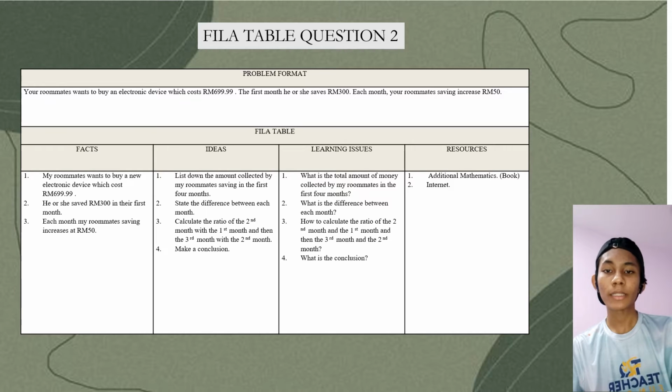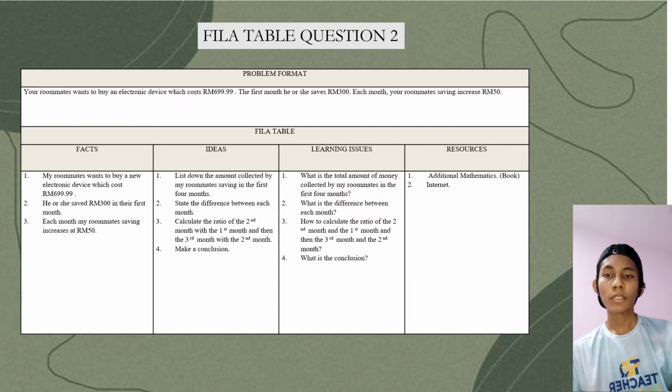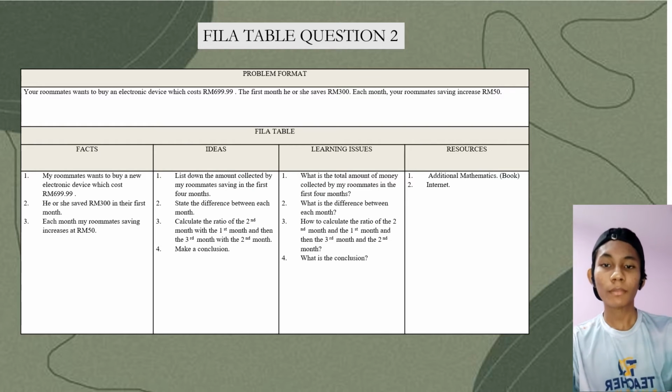I will be talking about question number 2. The problem format for the question is: your roommate wants to buy an electronic device which costs 699 ringgit 99 cents. In the first month, he or she saves about 300 ringgit. Each month, your roommate's saving increases by 50 ringgit.